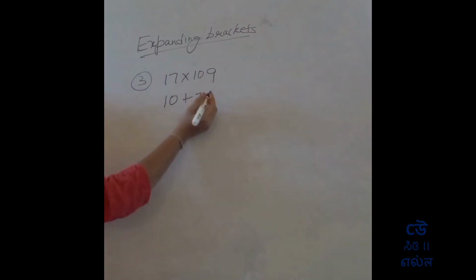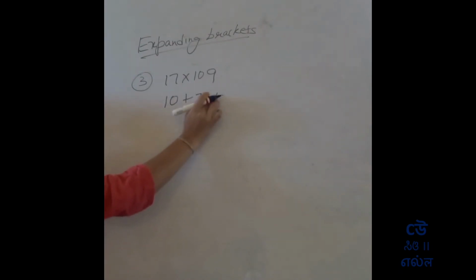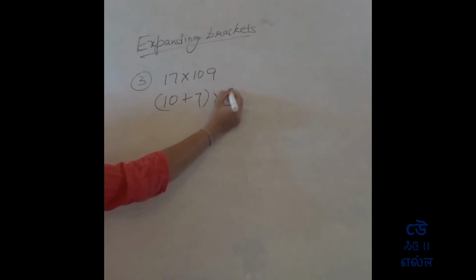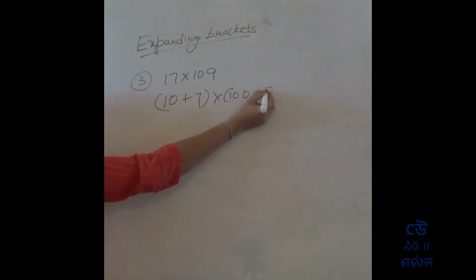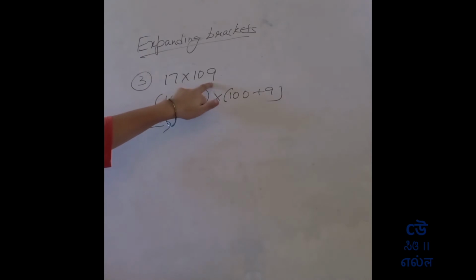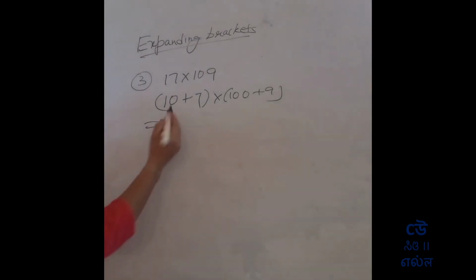Take whatever number is there, that number. Which sign do we have? Into. Next, how can we expand the other number? 100 plus 9. We have 2 digits, so we will expand like this. This is in the tens place, so we'll write 10 plus 7. Here it's in the hundreds place, so we'll write 100 plus 9. Don't get confused. Understood? Next step, what will we do?